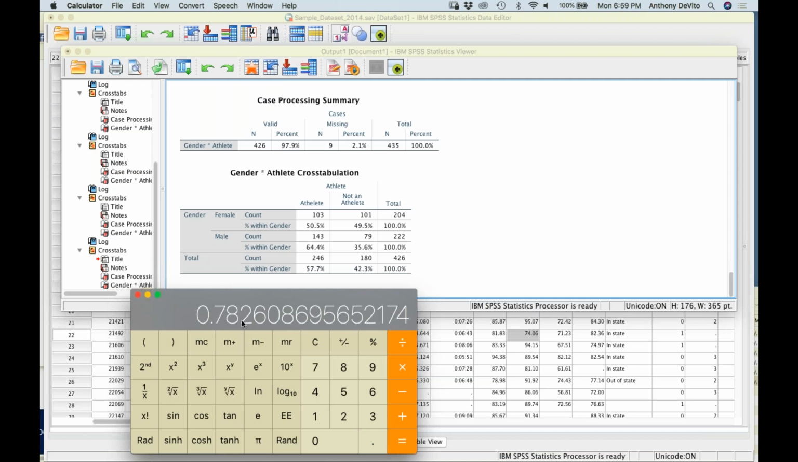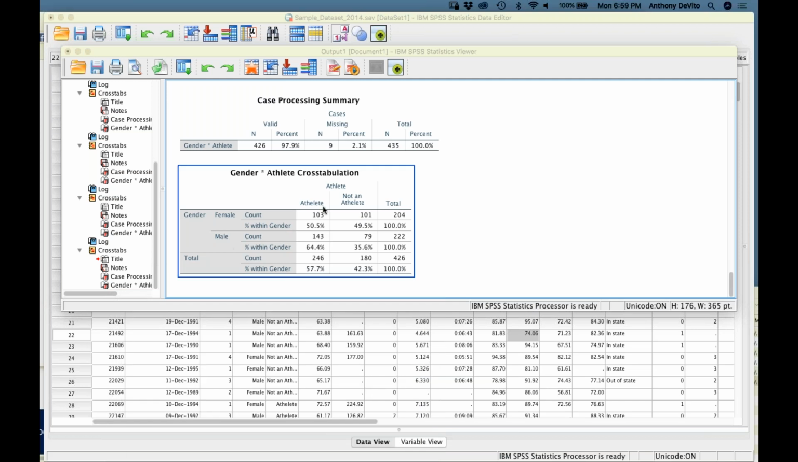So my relative rate tells me that females are 78% as likely to be athletes, college athletes, as males are. In other words, females are less likely to be athletes, or have a lower risk of being an athlete than males, in this particular population. Okay, so let's keep that in mind. And how was that calculated? That was calculated by the percentages, which are really 103 over 204 divided by 143 over 220.